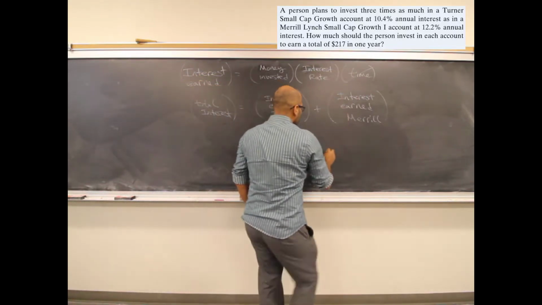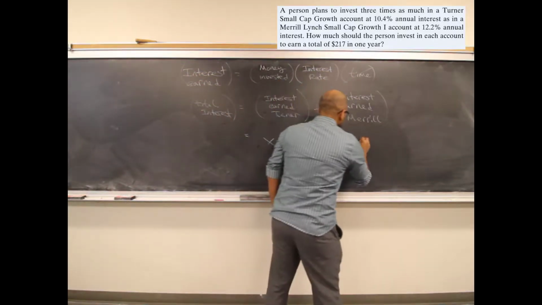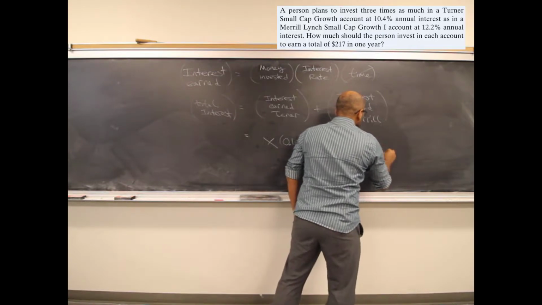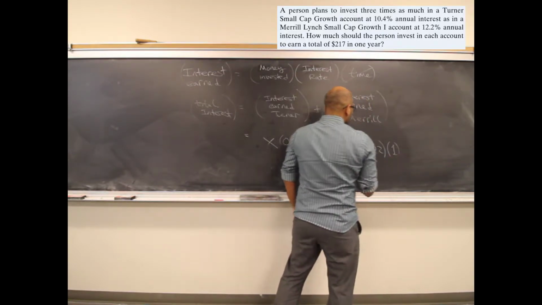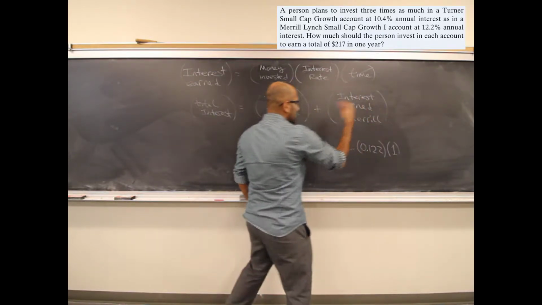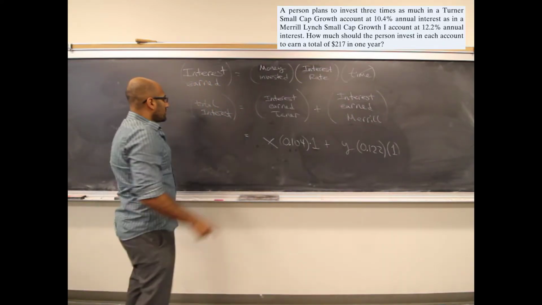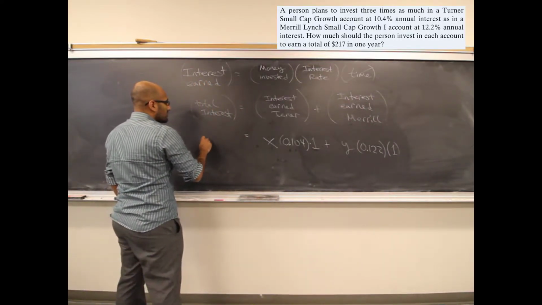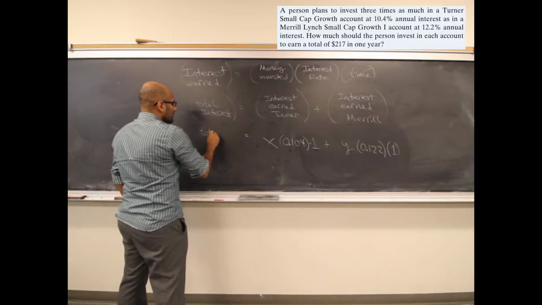What about Merrill? Well, same thing. This is 0.122 times 1. And we don't know how much we're investing, so let's just put a y in there for now. And this is what we have here, so I'll put total interest.